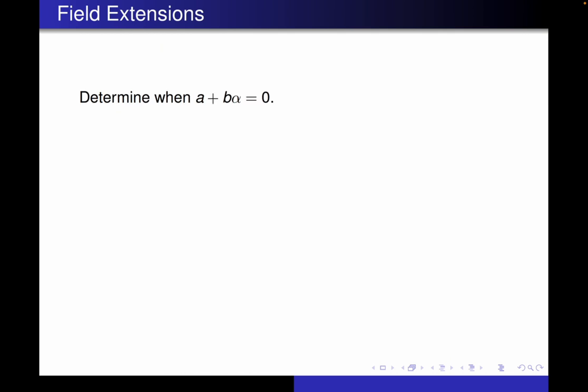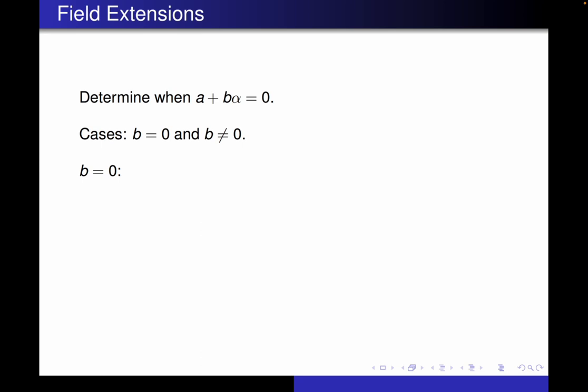All right, so first goal. Let's see if we can figure out when a plus b alpha equals 0. Now, certainly when a and b are both 0, that is going to be true. But the question is, are there any other a's and b's that can make that 0? Well, let's see. So there are two cases for b, right? Either b could be 0 itself, and maybe a isn't 0. Or it's possible that b is not equal to 0. So we're going to take those two cases separately.